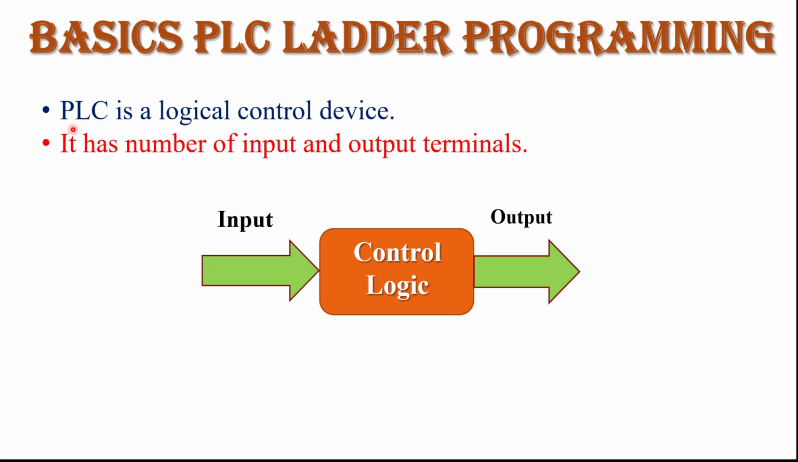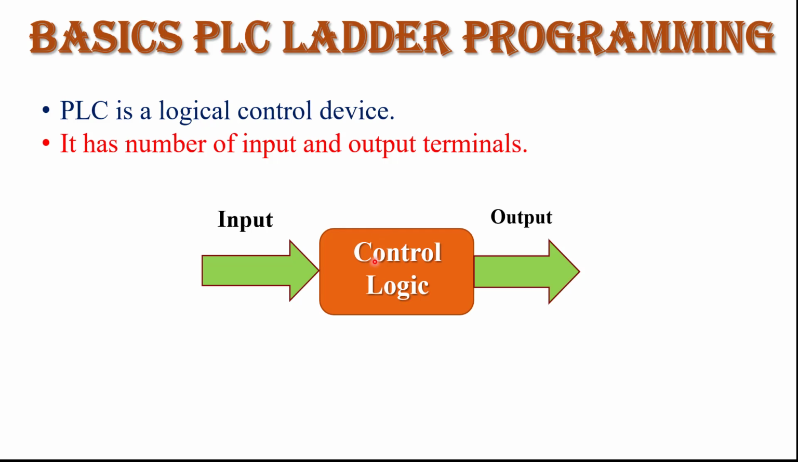PLC stands for Programmable Logic Controller. It means it is a controlling device that can control any process logically. So to control any process or any machine function logically, we write a program. The program which is most widely used in PLC programming is called ladder logic programming. We also know that a PLC is a multiple input multiple output system, so it has a number of input terminals and output terminals. This control logic basically establishes the relationship between input and output.